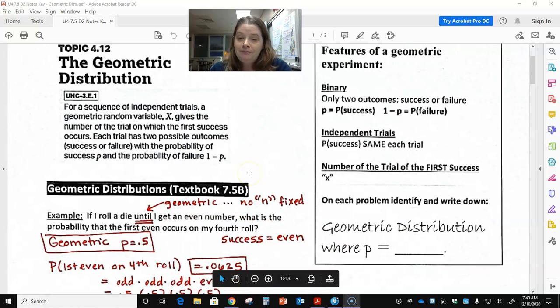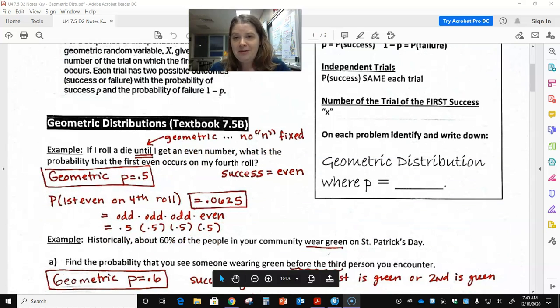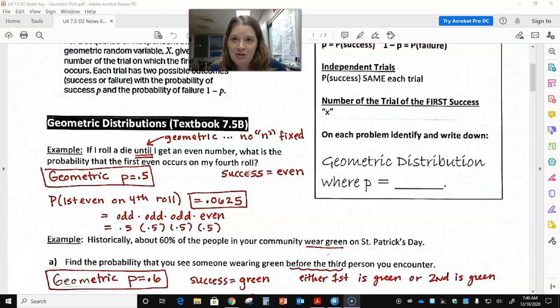All right, so when you're going to find geometric probabilities, we've already done this, we just didn't have this name on there. So for example, if I roll a die until, now as soon as I see that until, I know that I'm talking about geometric. So I underline that, geometric, there's no fixed end value. I'm going to do this until I get a success. Until I get an even number, what's the probability that my first even occurs on my fourth roll? All right, so I would ask myself, what's success? I'm counting evens. So success is the even. So we're doing this until we get an even number. And we want to know what's the probability that our first even is on the fourth roll.